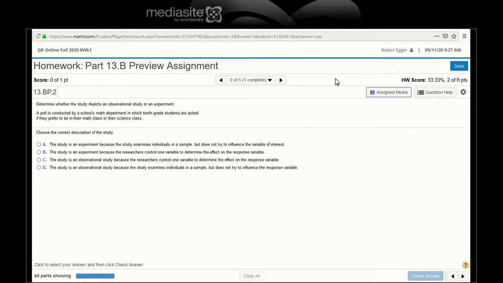Okay, determine whether the study depicts observation or experiment. A poll, a survey, is conducted by a school math department in which 10th grade students are asked if they prefer to be in their math class or their science class. Now, assuming that this poll is done in a science class, where they may try to overly influence them, or done in a math class, again, where they may try to influence them. This is a survey, not a treatment involved. So that means we immediately eliminate the experimental ones.